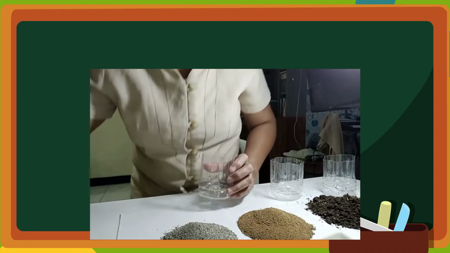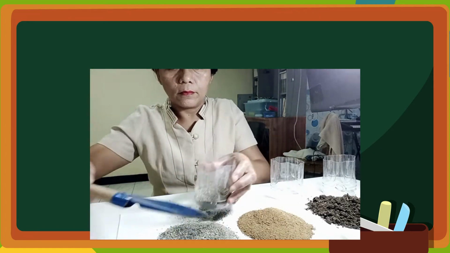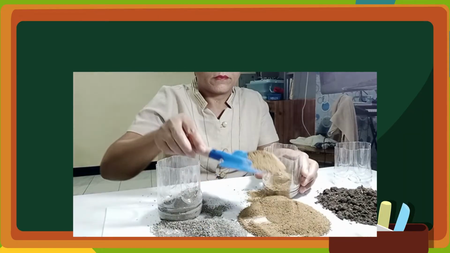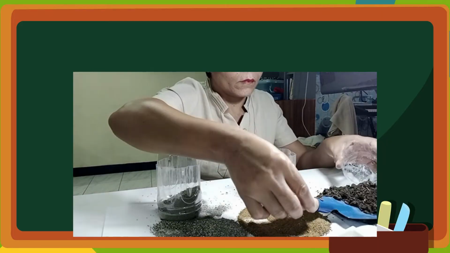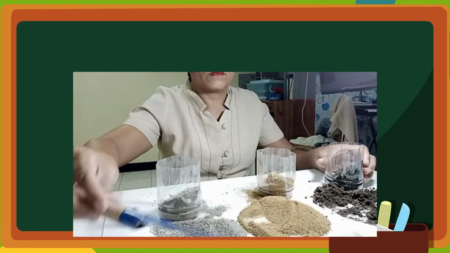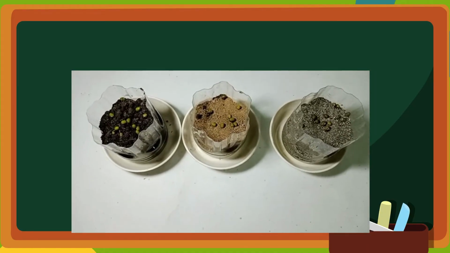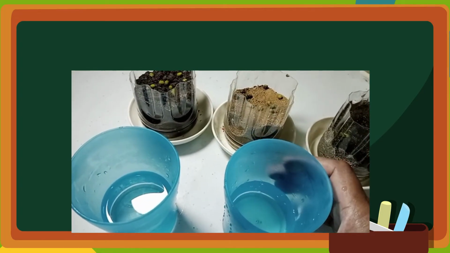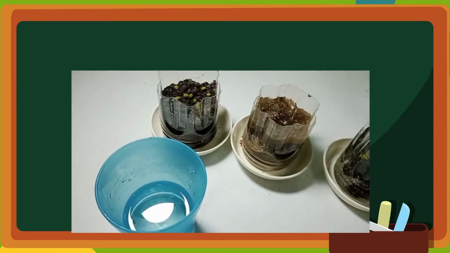Here are the procedures. 1. Put sand in pot A, clay in pot B, and loam in pot C. 2. Plant 10 mango seeds in each pot. 3. Place the pots in an area where they receive equal amounts of air and sunlight. 4. Water each pot with a half-filled glass of water every other day for 1 week. 5. Collect the water that comes out of the holes of each pot.